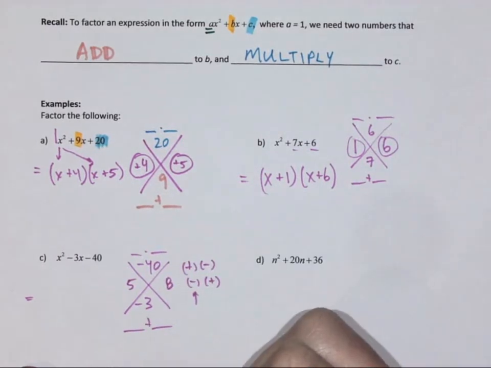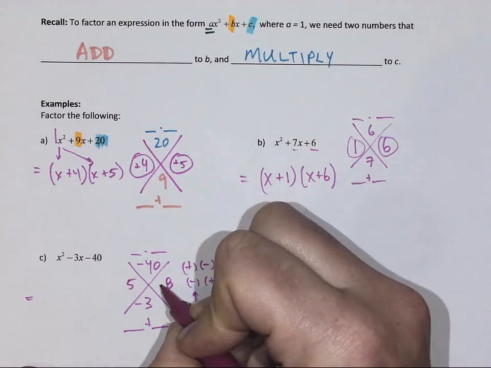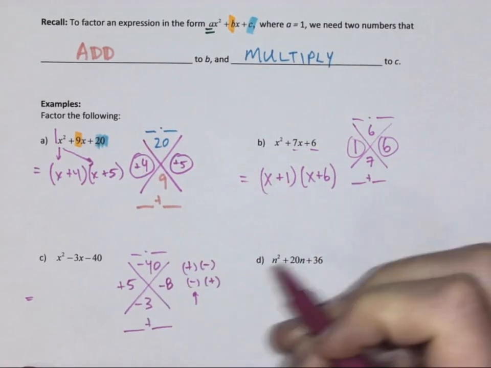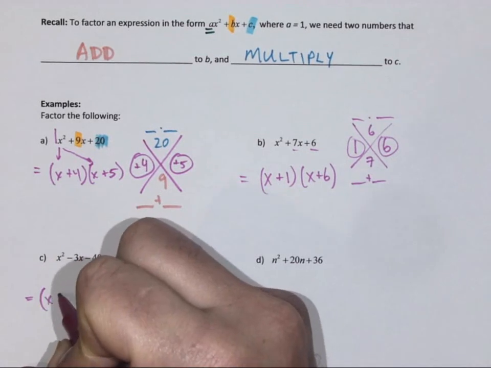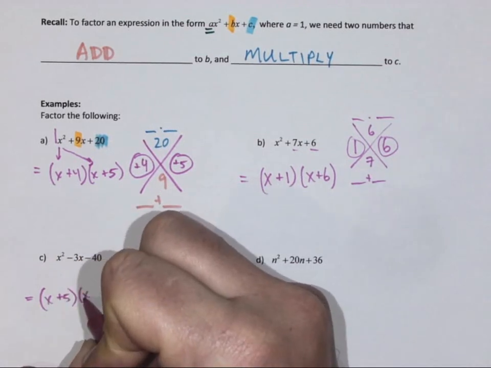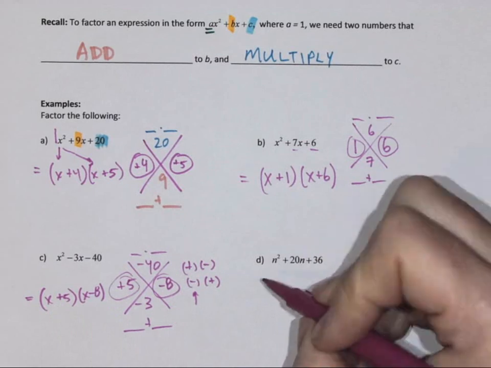To get to negative 3, the negative number needs to be bigger. So it's going to be negative 8 and positive 5. Those numbers go right into the brackets. X plus 5, x minus 8. Of course, if you can do this in your head, you go right to the answer.